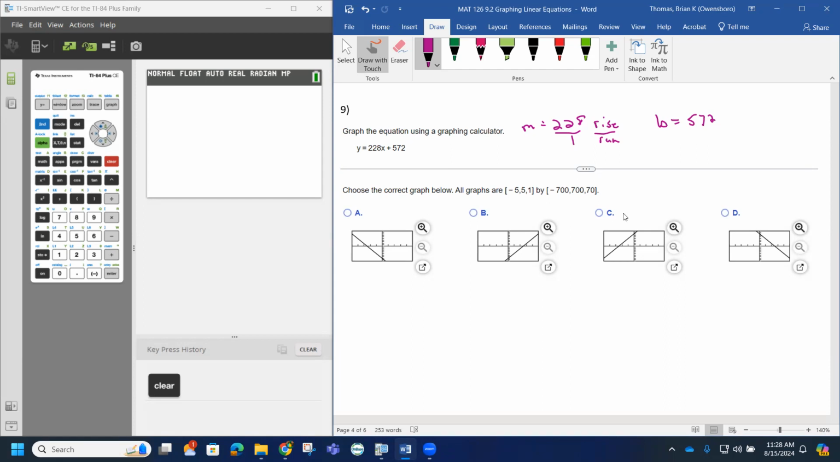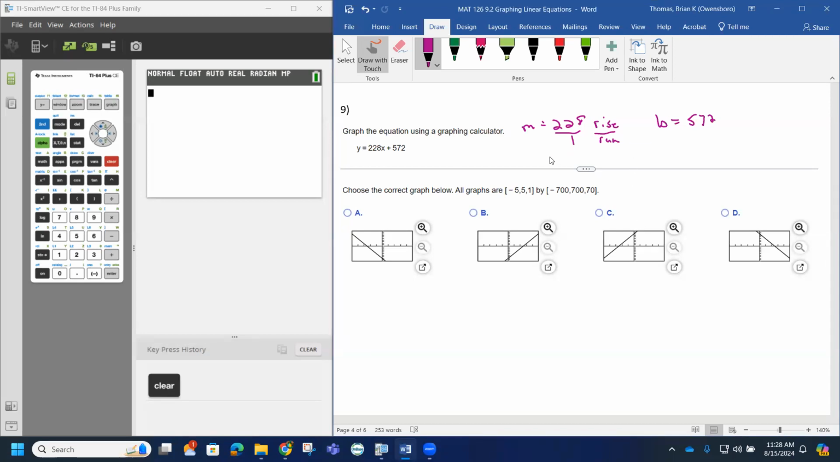So notice how it's kind of multiple choice. Notice how I look at these answers, A does not have the correct y-intercept. B does not have the correct y-intercept. C does have the correct y-intercept, it looks like, because it's above the x-axis. Now, does it have a rise of 228 and a run over 1?